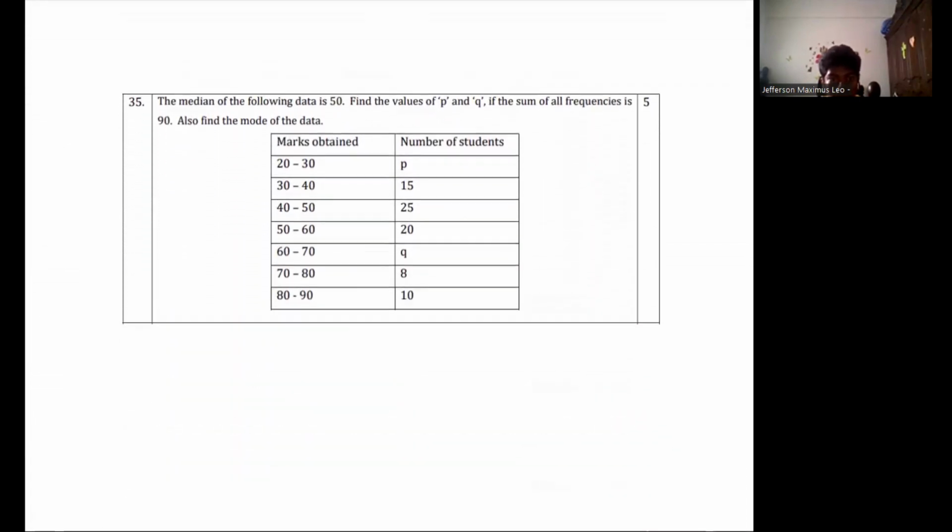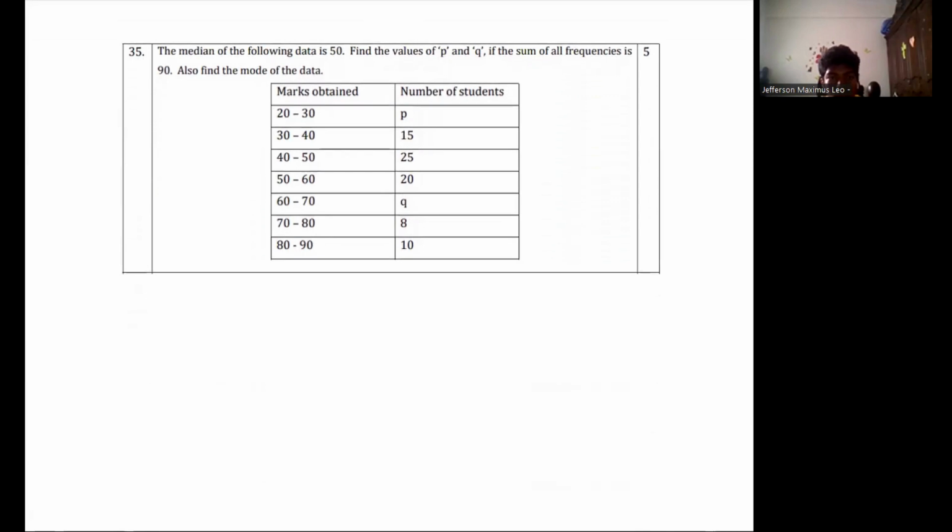35th question. The median of the following data is 50. Find the values of P and Q if the sum of all frequencies is 90. Also find the mode of the data. Two things are being asked here: P and Q, and the mode also. Please wait, one minute.